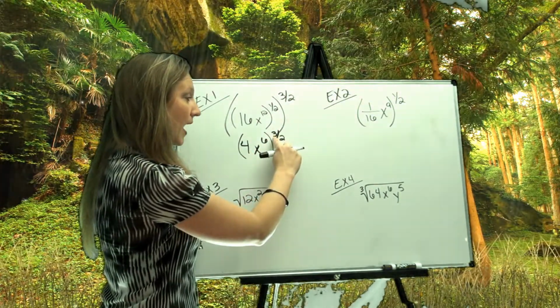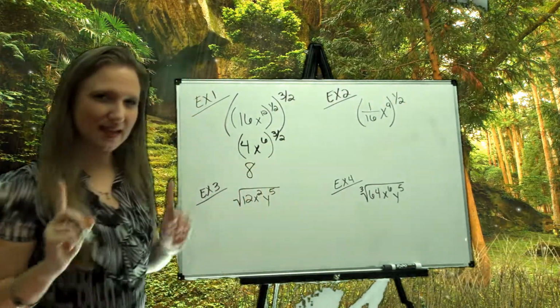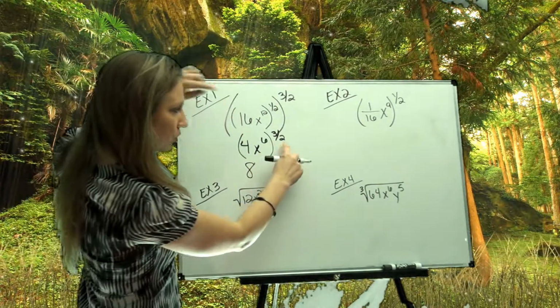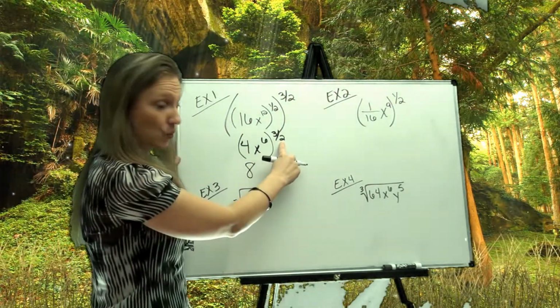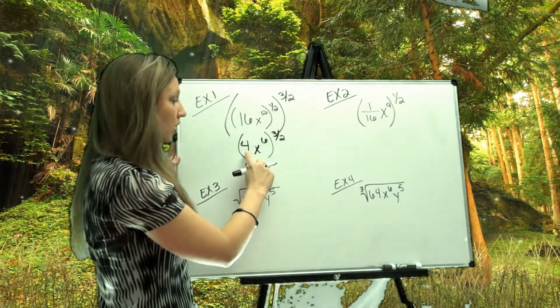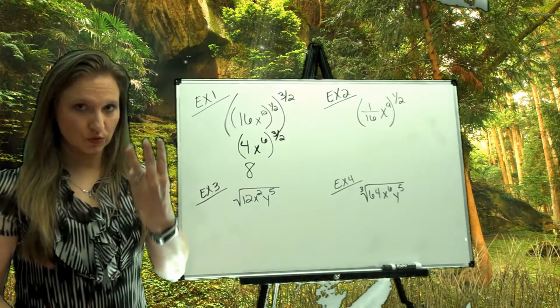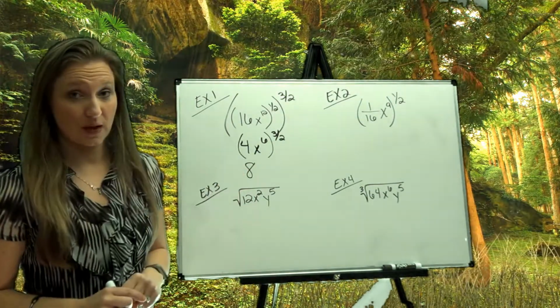2 to the 3rd power is 8. I'm going to say that one more time. First, the denominator means take the square root of 4. The square root of 4 is 2. 2 to the 3rd power, meaning 2 times 2 times 2, is 8. So that's how I got that.